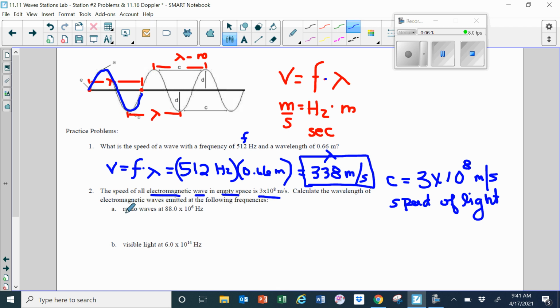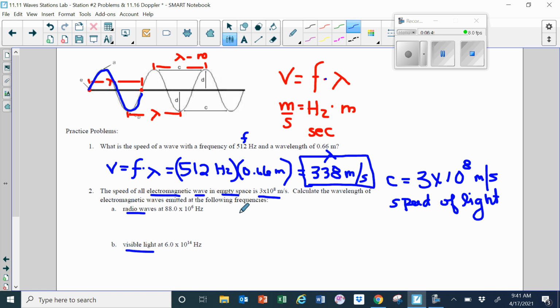Well, let's talk about two different types of waves, radio waves and visible light. These are both electromagnetic radiation. They're both, in a sense, light waves. However, they vary significantly in their frequency. Visible light is just like it says, light that's visible to the naked eye. You can't see radio waves. They're not visible to the naked eye. But you can see visible light.